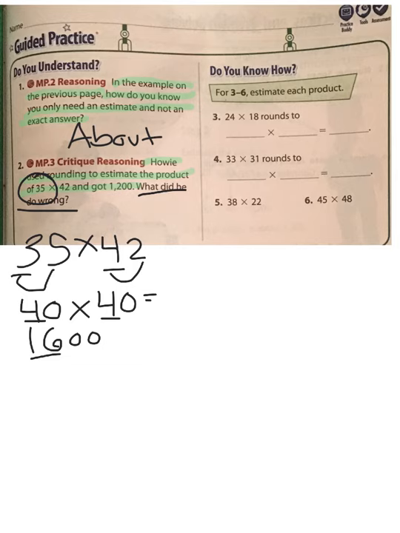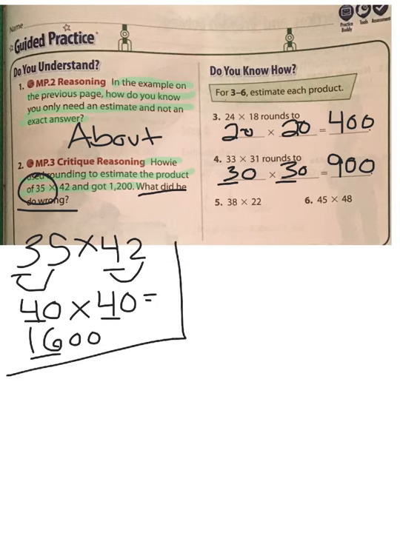Number 3, we're going to estimate each product. 24 is going to round to 20, and 18 is also going to round to 20 because the 8 is going to push the 1 up. And 2 times 2 is 4, and then add your 2 zeros. So 20 times 20 is 400. And number 4, 33 rounds to 30, and 31 also rounds to 30. Underline your basic fact. 3 times 3 is 9, so the answer is 900.